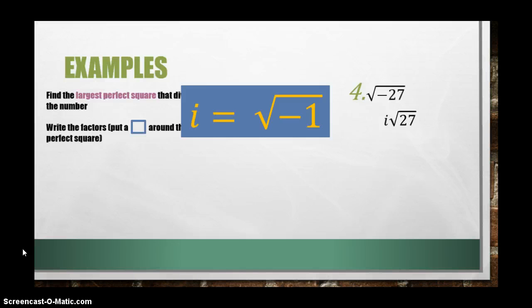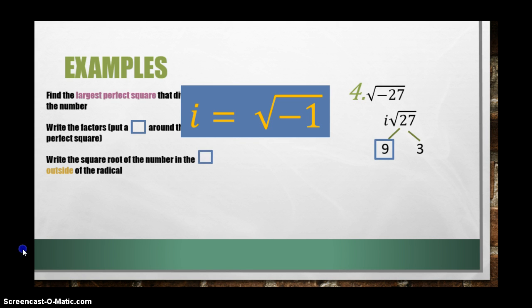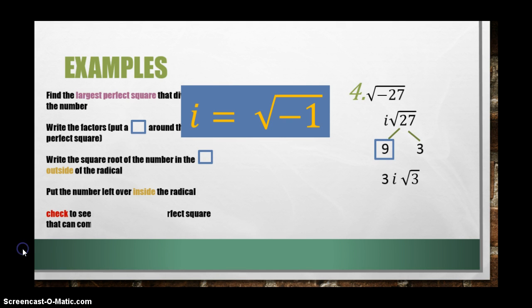So again, we're going to write the factors and put a square around the perfect square. 9 times 3 is 27. The perfect square is 9. So we put a square around it. We take the square root of 9, which is 3. And it goes on the outside, but we got to keep the i. So it's 3i square root of 3. We check to see if there's another perfect square that can come out of the radical. There's not. So we don't have to repeat the process, and we are done.